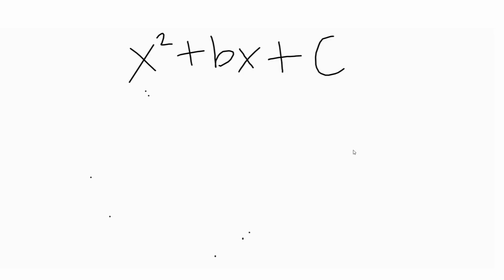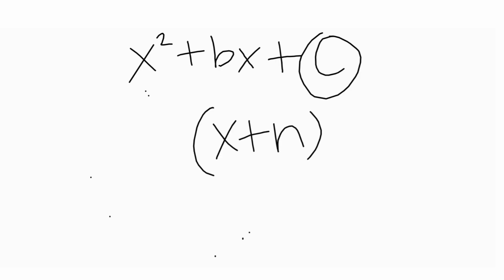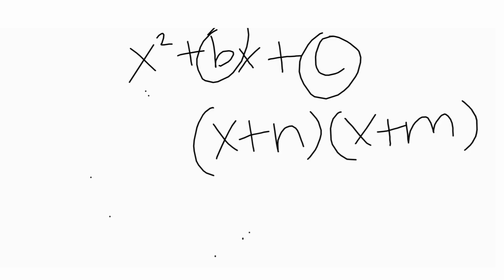So, quadratics usually take on the form of x squared plus bx plus c. And factoring is all about taking the factors of c to make two separate binomials of x plus n and x plus m. And the rule is that these factors of c have to also add up to b, our coefficient.